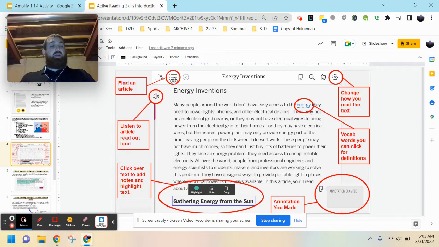This 3.3 line icon helps us find whatever we're reading. So we'll be reading The Energy Invention. Whenever we're reading, we have some things that help us. We can click on the little cog here to change the text, make it bigger, smaller, whatever we need.